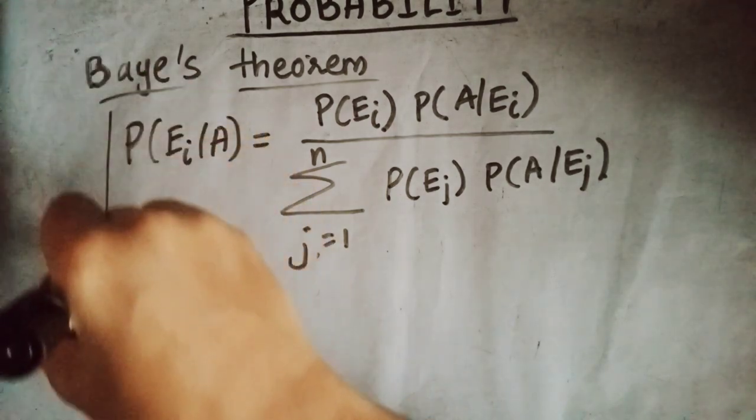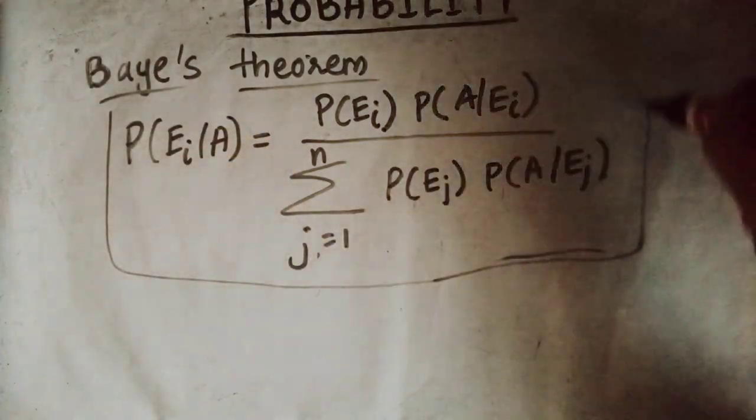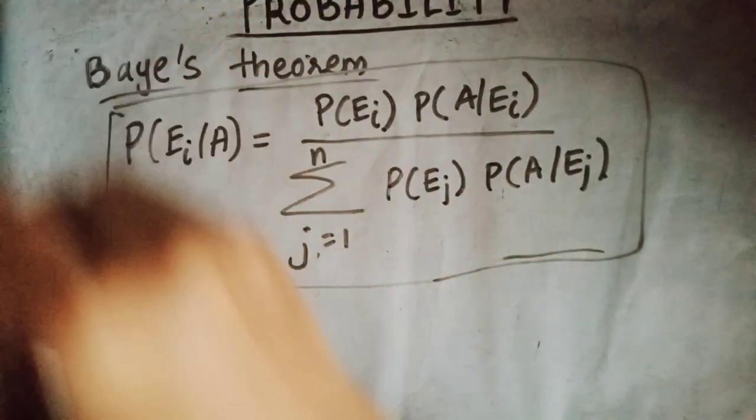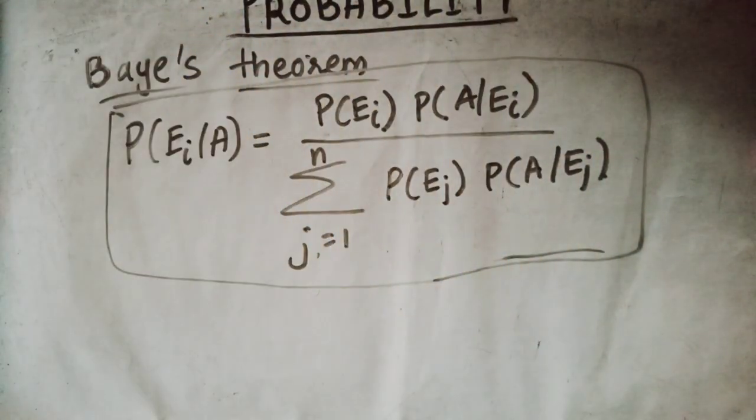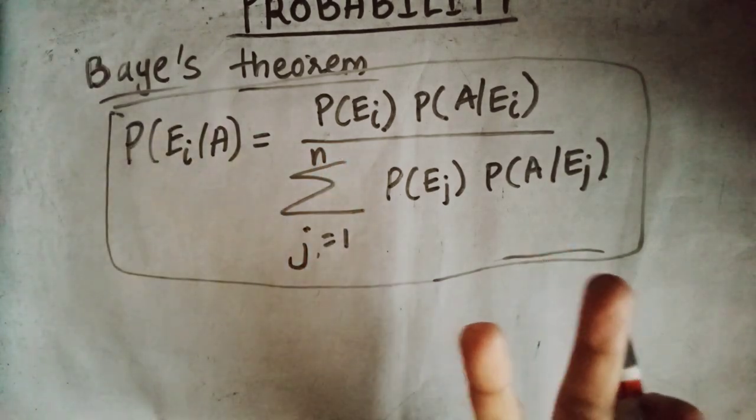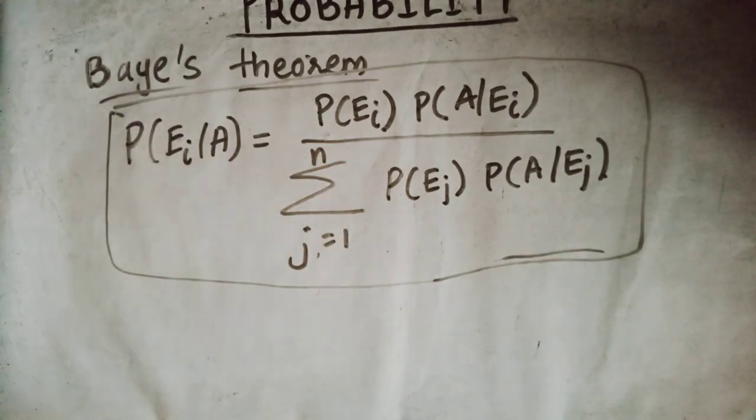This theorem or the formula you have to keep in mind. In this type of problems you will have many events, and one event, that is A, will be there, and then you have to find the probability. So let's solve some problems to understand it better.